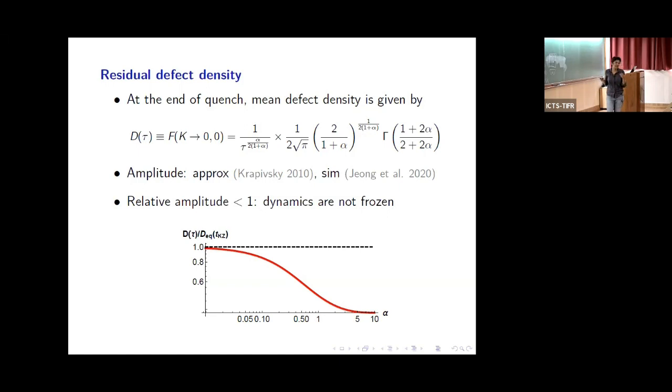I think Krapivsky was the first one to try to do this calculation seriously, but his expression is approximate. And there was also a detailed numerical simulation recently. Of course, our expression matches with the simulations. The reason this prefactor is interesting is that if I assume the dynamics are frozen at the end of the quench, the ratio of the defects at tau and that of defects at t_KZ will be 1. But what this prefactor shows is that it's not 1, it's much smaller than 1. So it's again saying the dynamics are not frozen, which you expect, but it is a quantitative measure in some simple model.